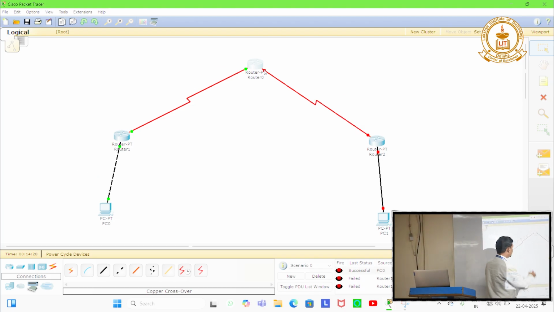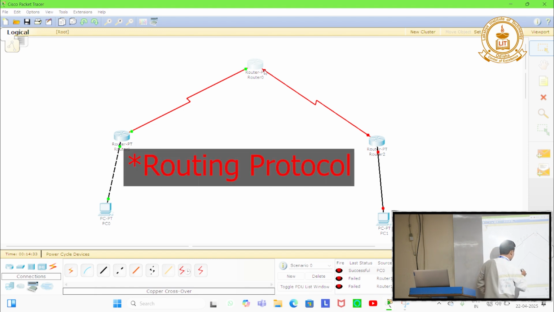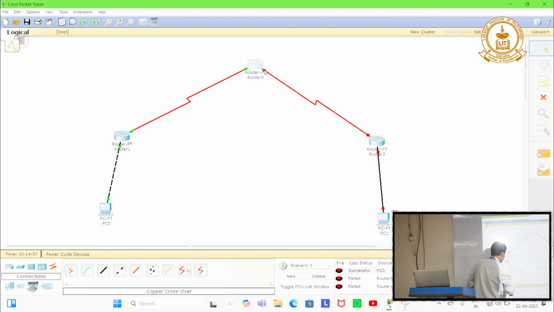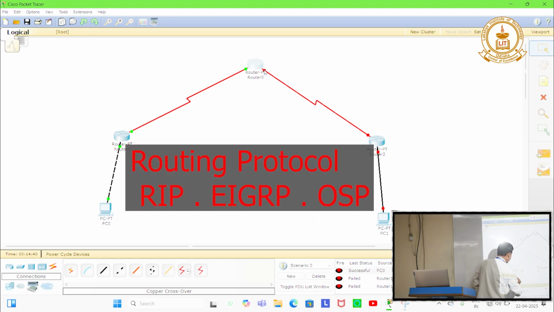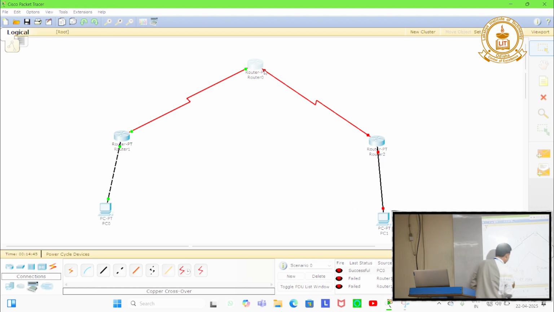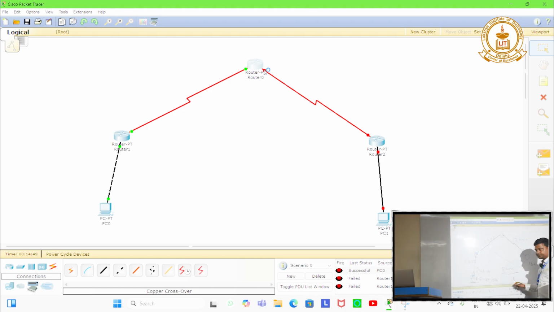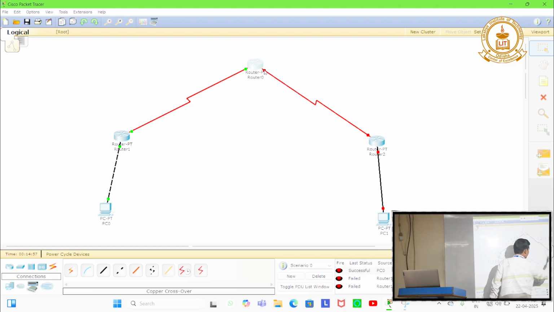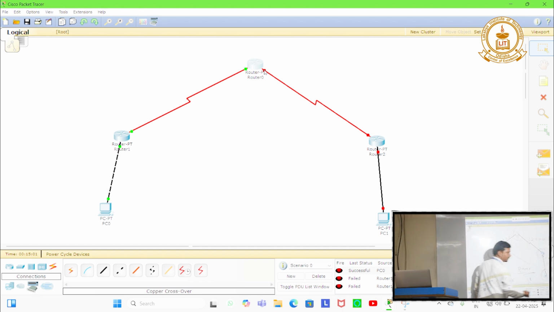Okay, so there are 2 types of protocol. One is your routing protocol, another is your routed protocol. The routing protocols are RIP, EIGRP and OSPF, but simply we are using RIP, and the routed protocol is IP. The protocol used by a router is known as a routing protocol, and the protocol used by a system is known as a routed protocol.